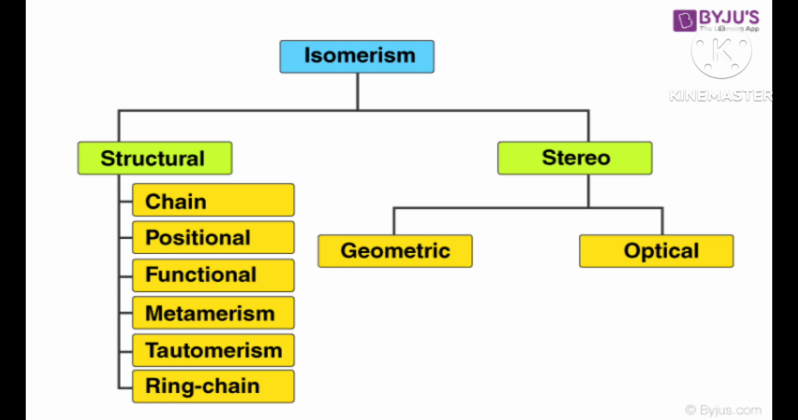C3H8O. This is actually propan-1-ol. Propan-1-ol means propanol, an alcohol, where the OH group is attached. But this propanol you can also write as propan-2-ol. In the first isomer, OH is attached to the first carbon. Now in the second isomer, OH is attached to the second carbon. In the place of OH, H goes there, and the carbon from which H went has OH attached.